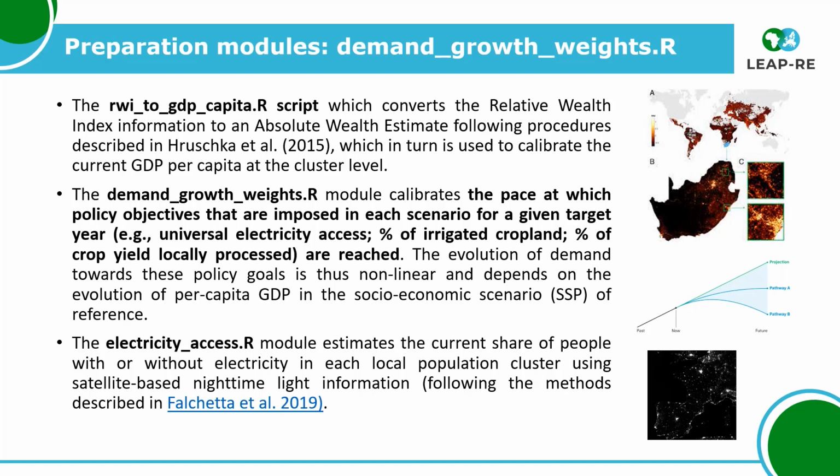Finally, we have the electricity access module, which, based on the methodology developed in Falchetta et al. 2019, using nighttime lights and built-up area, estimates at a very local level the prevalence of electricity access or lack of electricity access, to gain a sense of where most of the latent demand is currently found within a country.